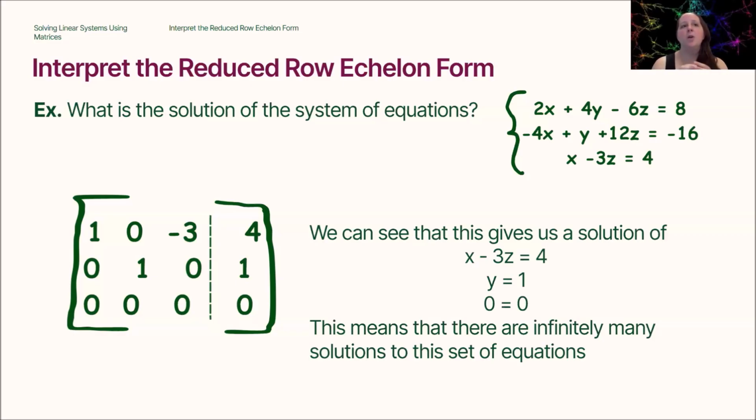The other one to look out for is if you get a contradictory row. Like you get 0 equals 3 instead of 0 equals 0. So you would get zeros all the way across and then a number in the last row. If it was zeros for your x, your y, and your z values, and then you got 4, that would be an inconsistent system with no solution.